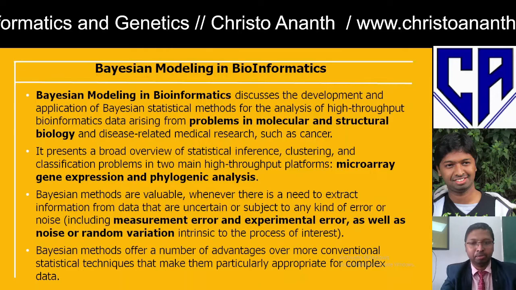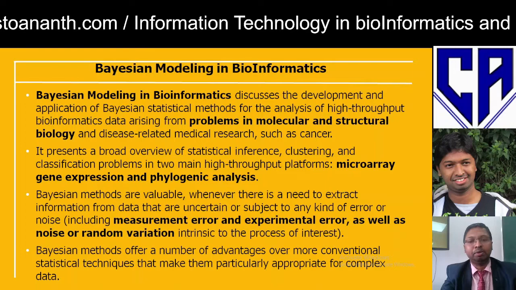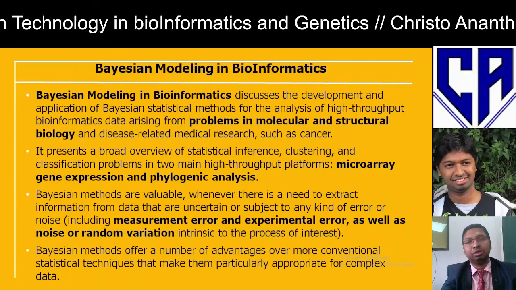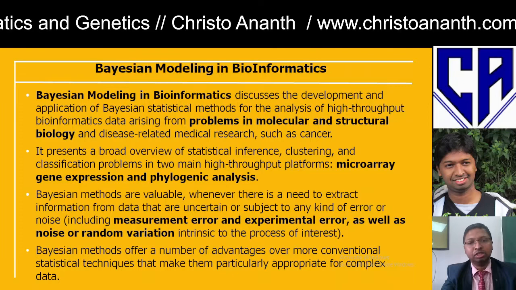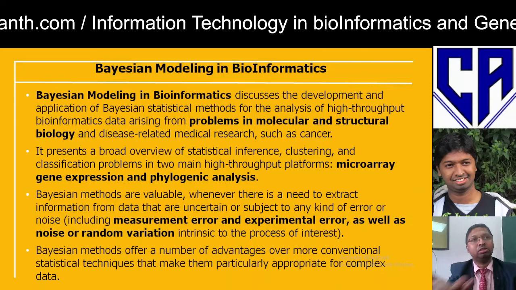So whether it is tolerance to error, maybe measurement error or experimental error or any noise, maybe Gaussian noise, we tend to use a mixture model as well, and with random variation also we tend to use the Bayesian methods. Generally whenever you go for Bayesian methods, you tend to extract more information out of it, and whatever the error associated is also very transparent with the help of these methods.